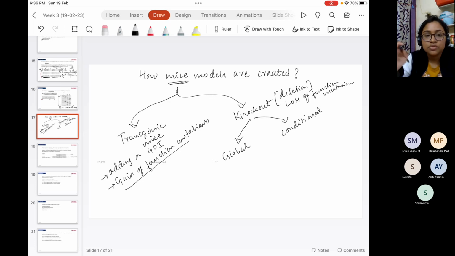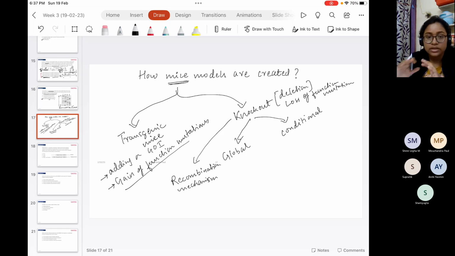Okay, so you have understood why knockout mice are useful, why transgenic mice are useful. Okay, and conditional knockouts, they are created, or say knockout, when you do knockout or loss of function type, when you try to incorporate a loss of function mutation, use the recombination mechanism.